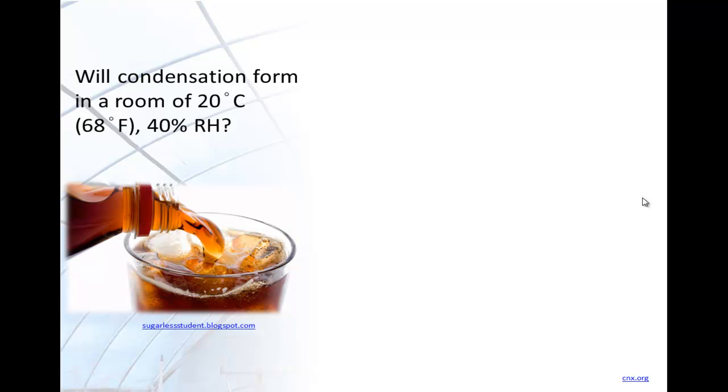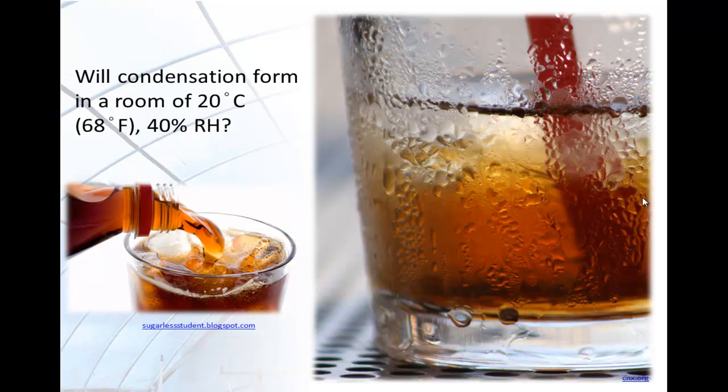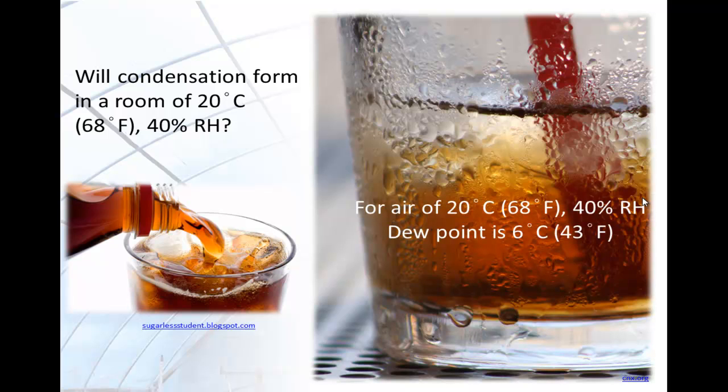For example, if we are pouring a soft drink into a glass filled with ice, after a few minutes, we can observe condensate form outside of the glass. This is because the dew point of the air at 20 degrees C and 40% relative humidity is 6 degrees C. If a surface temperature is below 6 degrees C, then condensate will form. And because of the ice inside, the surface of the glass is below 6 degrees C. That's where the condensate forms. So don't be fooled by the dry and warm outside condition and assume no condensate will form. This is the same situation in greenhouses.